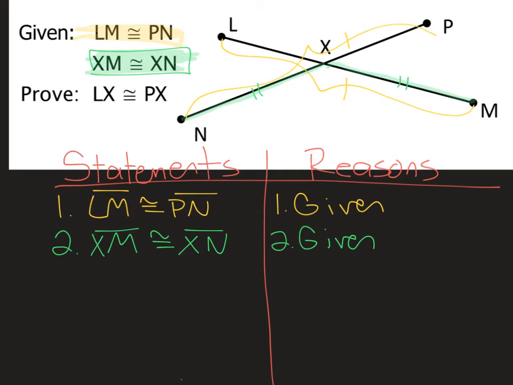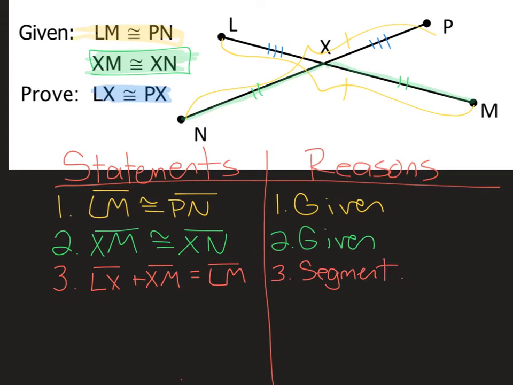Now if we look at our proof statement, I know we're not there yet, but let's go ahead and look at it. That says LX is congruent to PX. So eventually what we're trying to show is this piece and this piece congruent. So we're starting with the entire segment and one piece of it. So what that tells me is that I need to do some segment addition here. So looking at this, I know that LX plus XM gives me LM. That's segment addition. You're adding the two smaller pieces together to equal the larger segment. So that is your segment addition postulate.